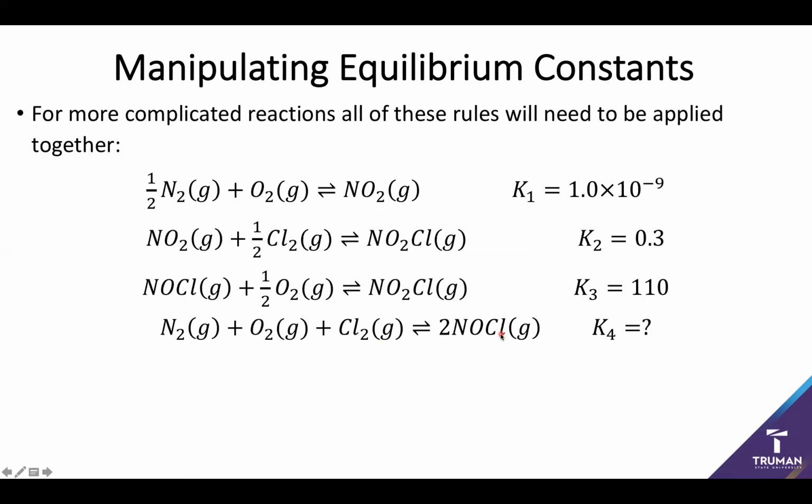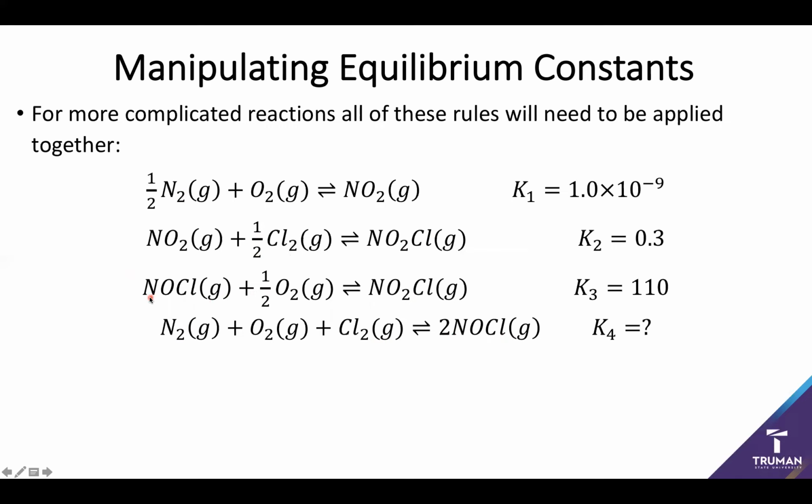In order to do this, we have to essentially first make NO2, which can then react with chlorine to make NO2Cl. This NO2Cl can then release a little bit of oxygen to make the desired species. So, all right, let's go ahead and figure this out.